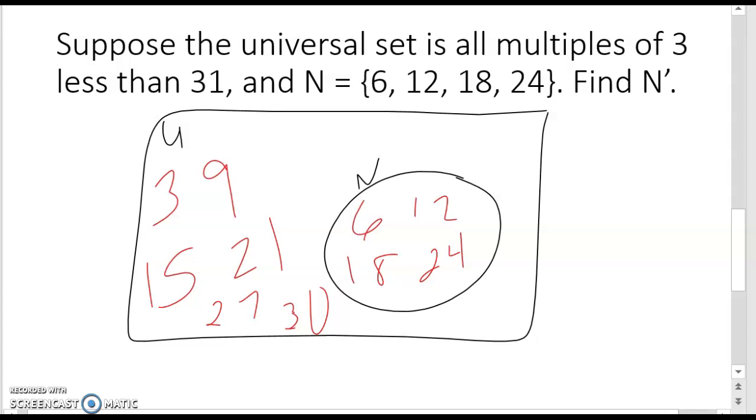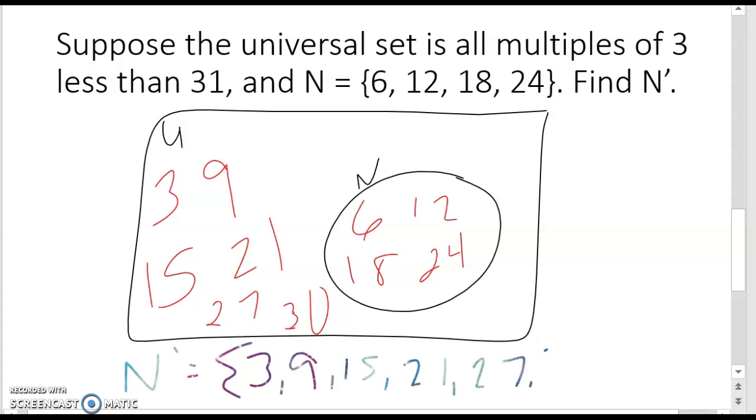So now when I'm finding N prime, again, I'm looking for all pieces that do not exist in the subset N. That would be 3, 9, 15, 21, 27, and 30. They are the multiples of 3 less than 31 that do not exist in the subset N.